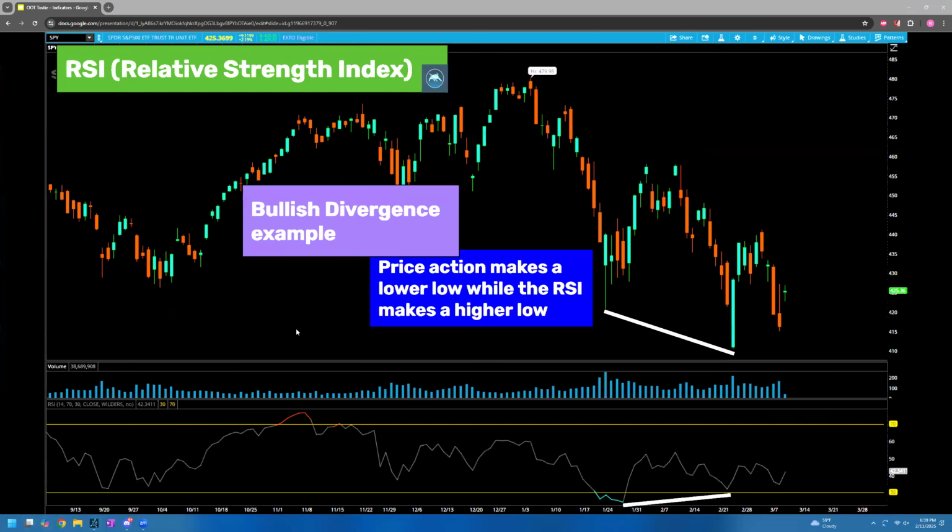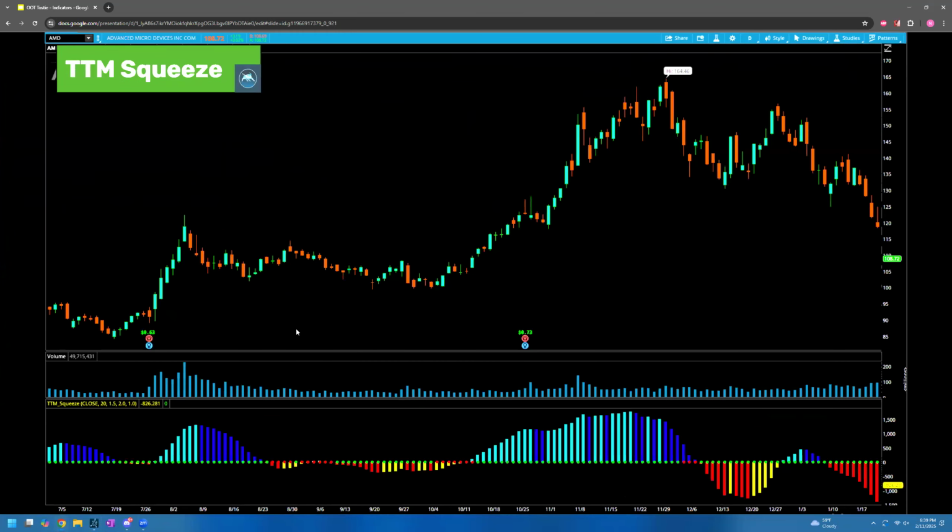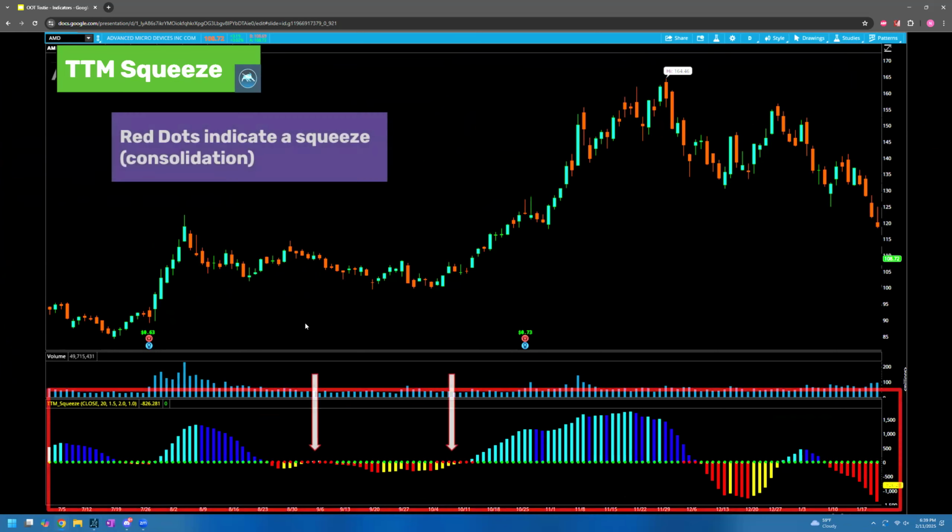Next one is going to be the TTM squeeze. So TTM squeeze, a little bit more complicated. There's a few more colors and things going on here. Basically, the first thing that you need to know is red dots in the center here indicate a squeeze, also known as consolidation, right? So once you start to see those red dots, that should be a sign to you that price is definitely beginning to consolidate in a tight range.